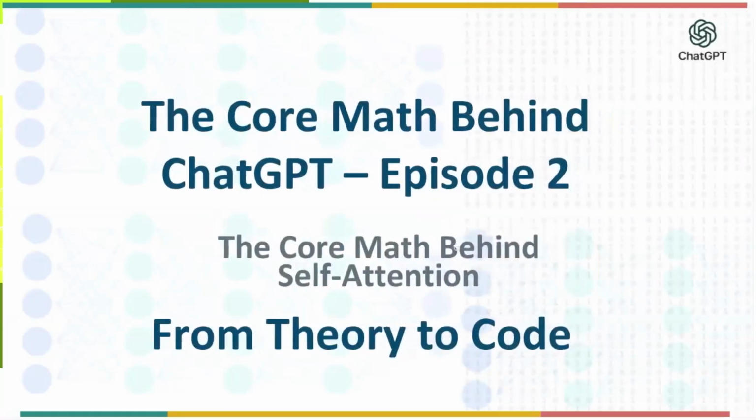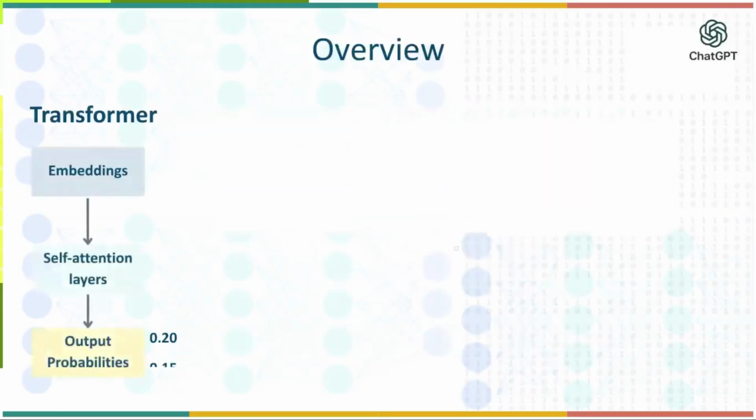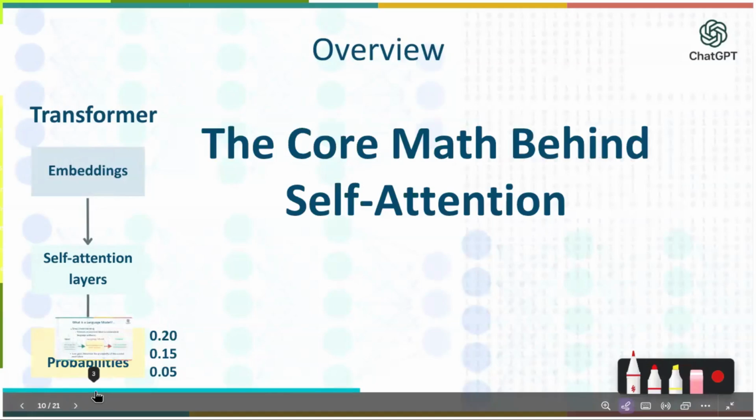Welcome back. In our last episode, we explored the big picture of how ChatGPT works, from embeddings that give meaning to tokens, to self-attention layers that shape predictions, and finally to output probabilities. Today, we're focusing on the model's secret sauce: the math behind self-attention.